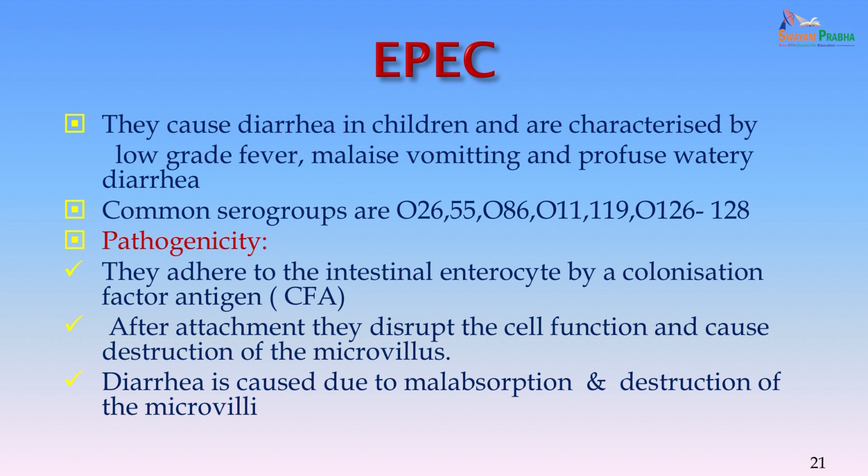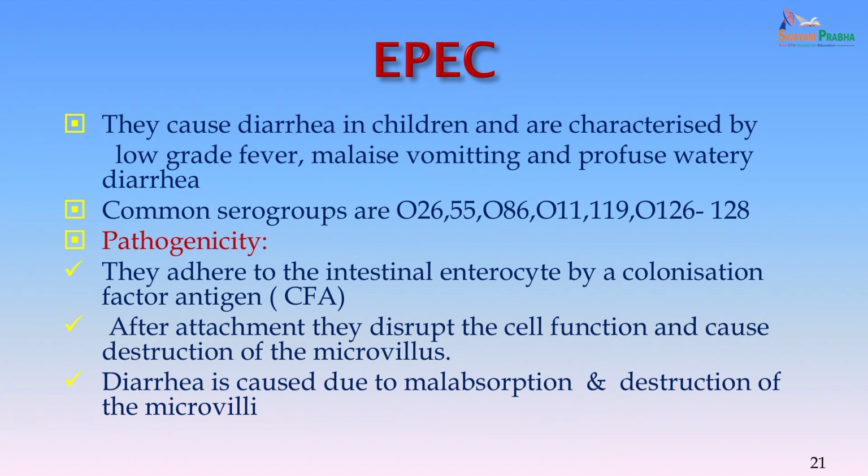Let us see in brief what enteropathogenic E. coli are. They cause diarrhea in children and are characterized by low grade fever, malaise, vomiting and profuse watery diarrhea. Enteropathogenic E. coli usually occur as outbreaks, but they can sometimes occur as sporadic illnesses also. In our particular patient, we had profuse watery diarrhea, but no vomiting, but vomiting could be a symptom in enteropathogenic E. coli. The common serogroups present in enteropathogenic E. coli are O26, 55, 86 and so on.